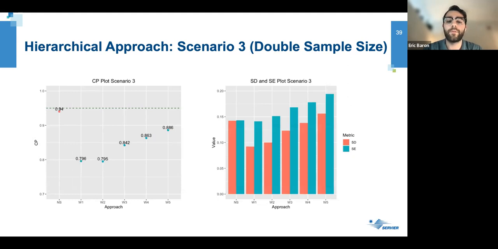Then when we double the sample size, once again, we noticed the same trend. The non-stratified approach has coverage pretty close to the nominal level of 95. The stratified Bayesian propensity score approaches do have coverage below the nominal HPD level. And once again, when we look at the comparison between standard deviation and standard error, we see that standard deviation is consistently lower than the standard error.